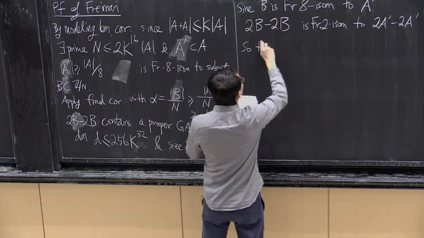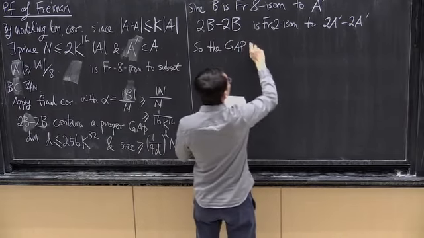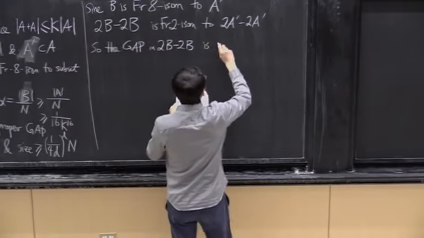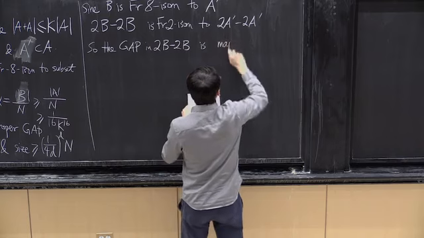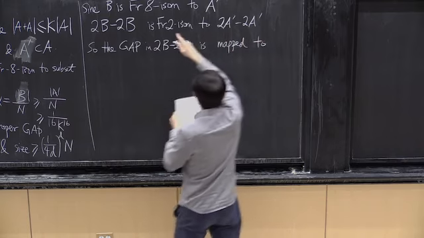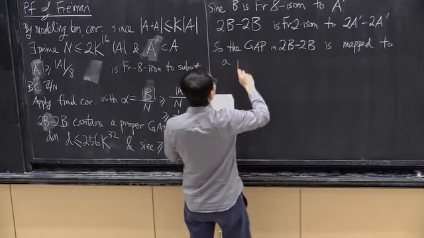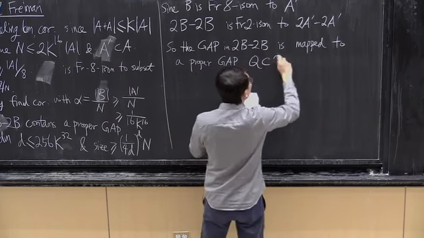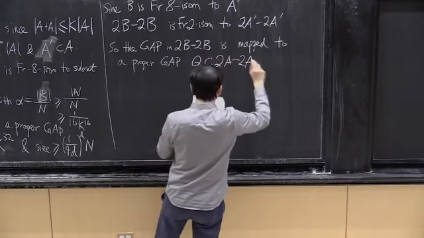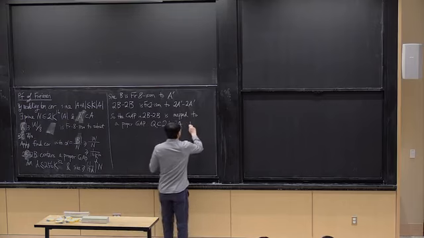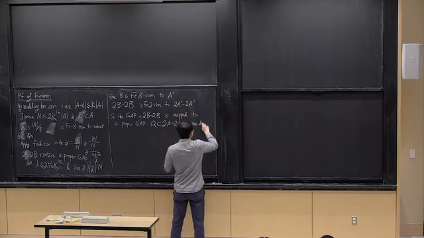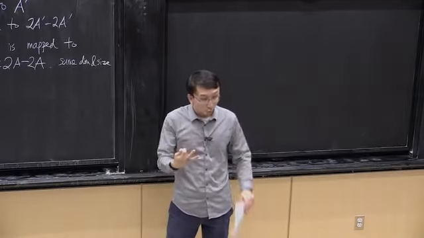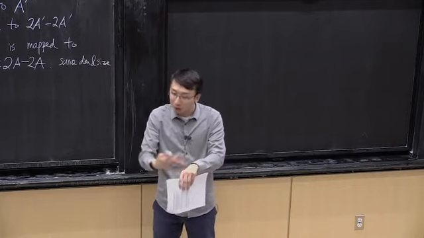So the GAP, which we found earlier in 2B minus 2B, is mapped via this Freiman isomorphism to a proper GAP, which we'll call Q, now sitting inside 2A minus 2A, and preserving the same dimension and size. Okay, so Freiman isomorphisms are good for preserving these partial additive structures like GAPs.